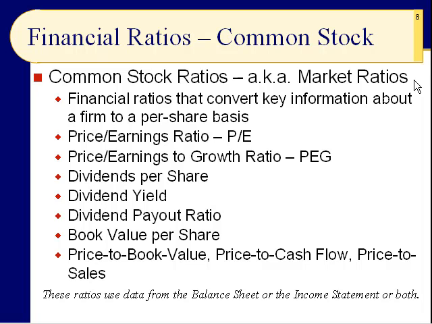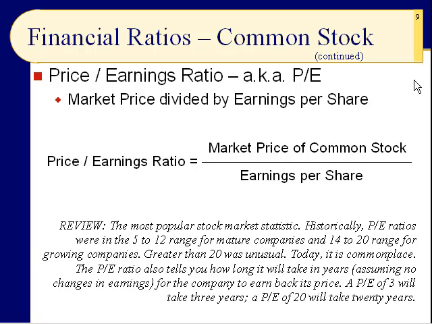Dividends per share, dividend yield, dividend payout ratio, book value per share, the price to book, the price to cash flow, the price to sales. These are all review. So let's take a look at the PE again. Why? Because it is the most popular stock market statistic. And as we've said, historically, PE ratios were in the 5 to 12 range, 14 to 20 for growing companies. But now greater than 20 is commonplace.